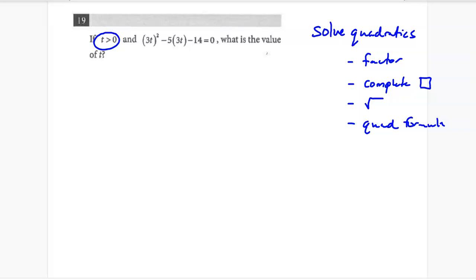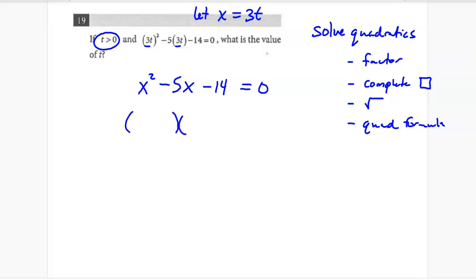If you notice what's in parentheses here and here, that's the same thing. So we can simplify this. Let's just let x be 3t. All right, so I'm going to rewrite this expression as x squared minus 5x minus 14 equals 0. And so if I do that, this is actually very easy to factor. I need to find two numbers that multiply to make negative 14. So this is your multiply term. So think about how I can make negative 14. Well, I could do negative 1, positive 14. I could do positive 1, negative 14.